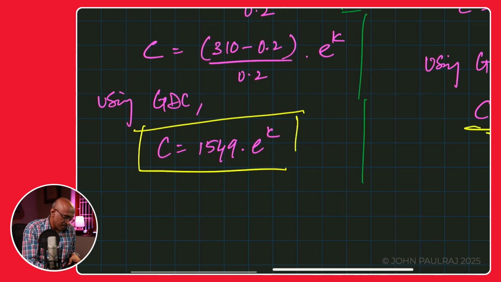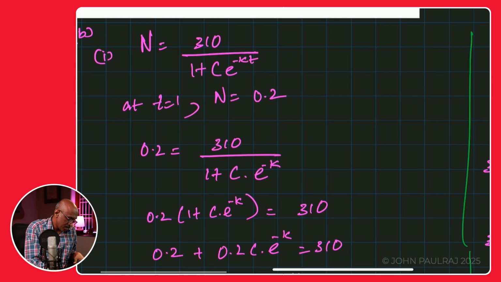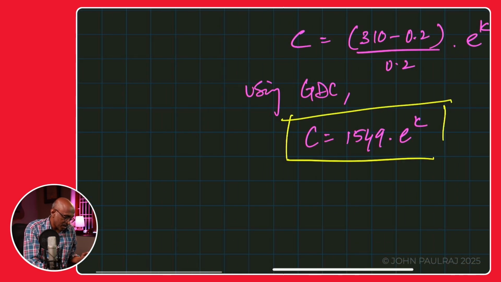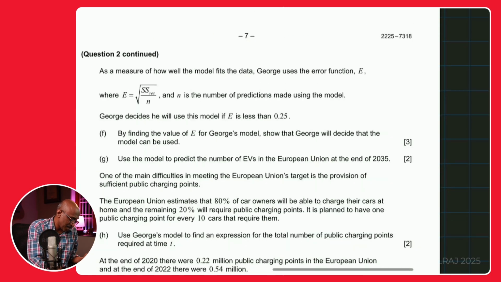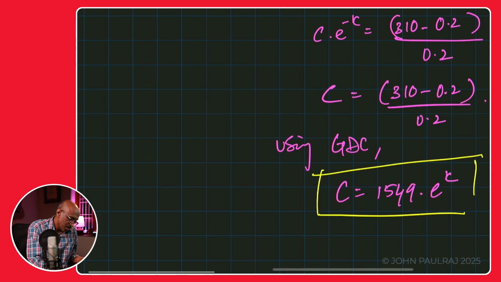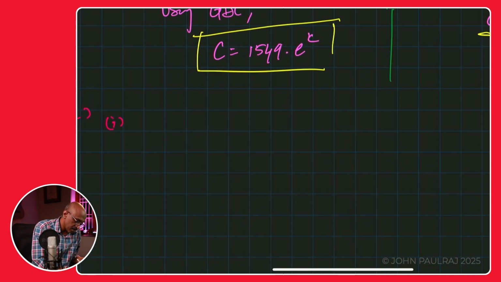We got c is equal to 1549 e to the power of k for t equals 1, and for t equals 7 we got c is equal to 99 e to the power of 7k. Now that we have this, I think the next part of the question is to find k and c, right? Part c. Use your answers to part b to find the value for k and c. All right, so that's c part 1 and 2. Let's do that. So we've got the two expressions. Let's just write them down.